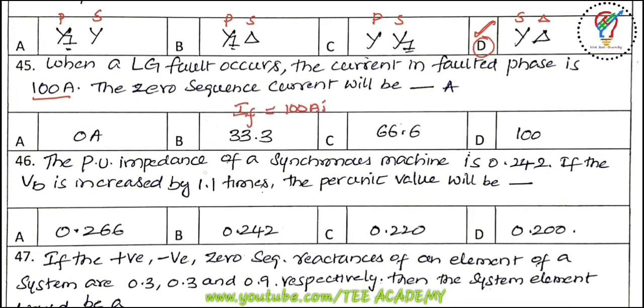The zero sequence current will be, okay, remember the relationship: fault current in any ground fault is 3 times that of I naught. So based on this, the zero sequence current I naught is equal to the fault current divided by 3, which is nothing but 100 by 3 amperes. So 100 by 3 means 33.3 amperes is the correct option here.